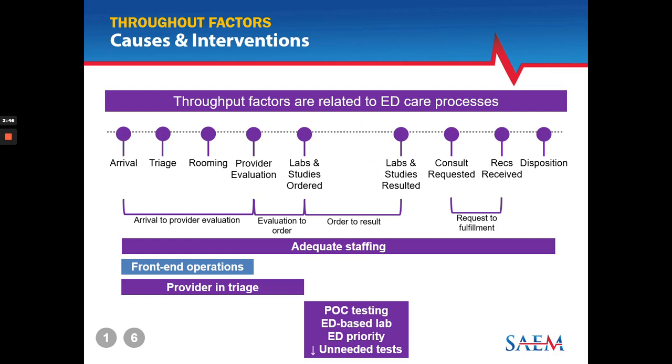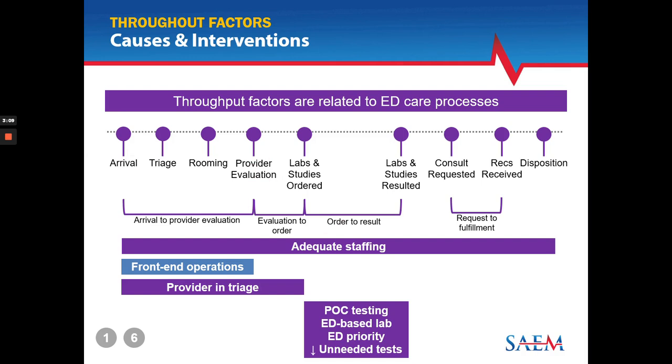If ED throughput is being prolonged by excessive time from the time tests are ordered until they result, there are a variety of countermeasures listed here, from implementing point-of-care testing to locating satellite labs in the ED to reducing the number of labs and studies ordered in the first place by eliminating unnecessary tests. Finally, improving what's called front-end operations can help reduce the time from arrival to provider evaluation.